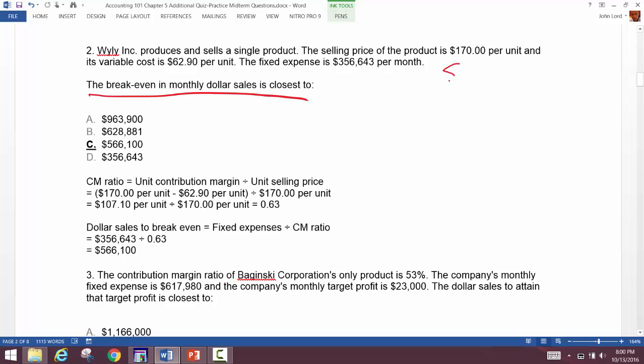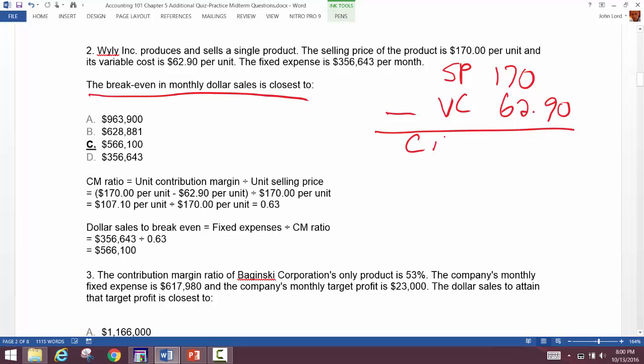So I take selling price. How much is the selling price? 170. I take my variable costs. Variable costs are what? 62.90. That gives me a contribution margin, and my contribution margin here is going to be 107 and 10 cents. Okay, so I have this 107 and 10 cents.